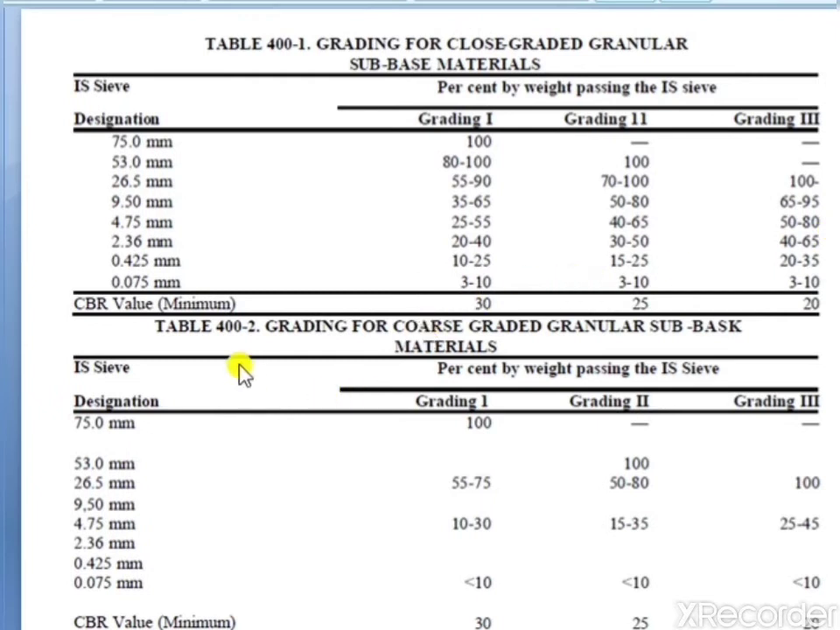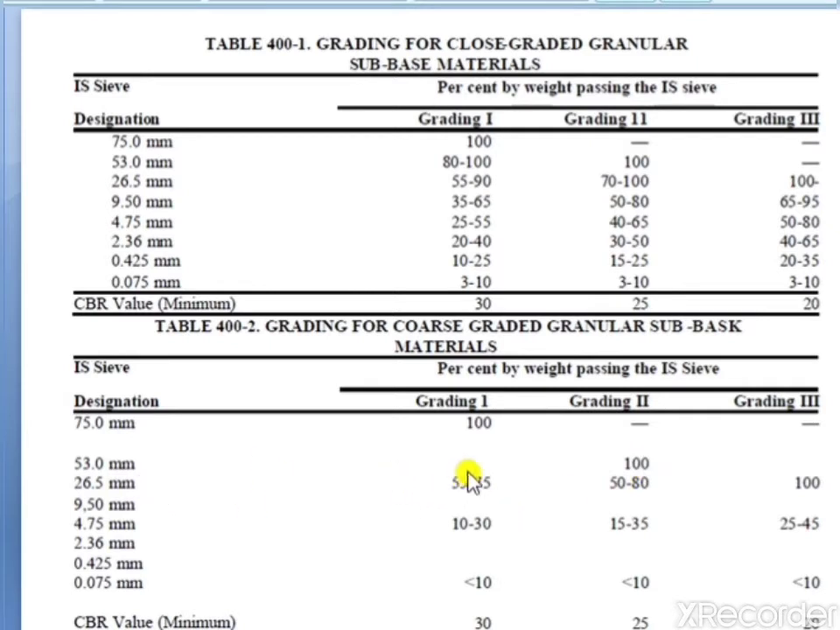So in the second table, we can see the grade system for coarse graded granular subbase material. So here also it is the same: grade 1, grade 2, grade 3. If a material passes through a 75 mm sieve and the percentage of passing is 100%, then it comes under grade 1. Similarly, for grade 2, if a material passes 100% through a sieve size of 53 mm, then it comes under grade 2.